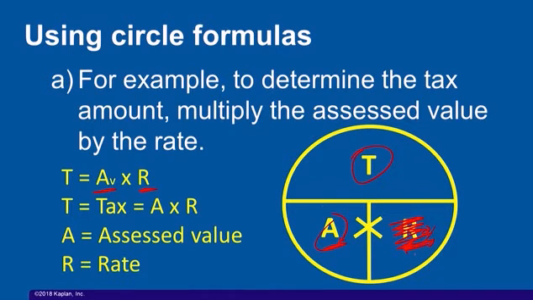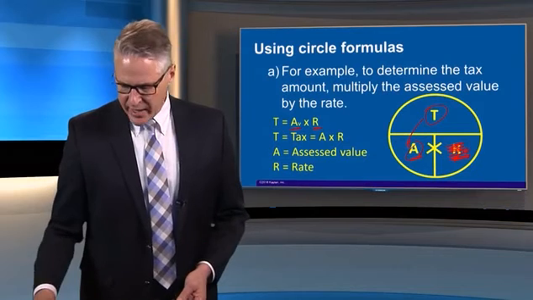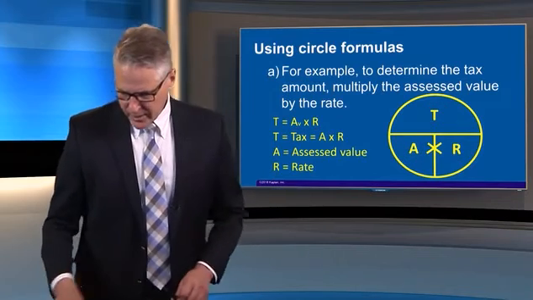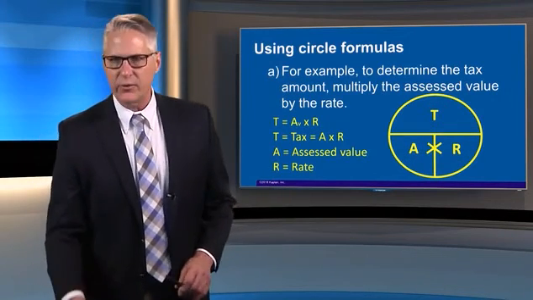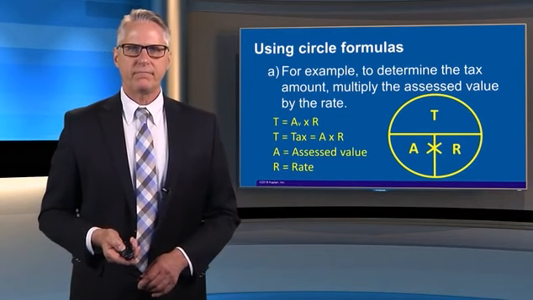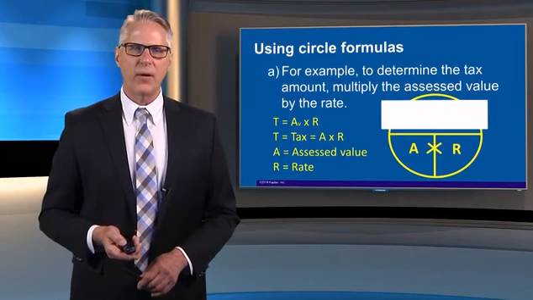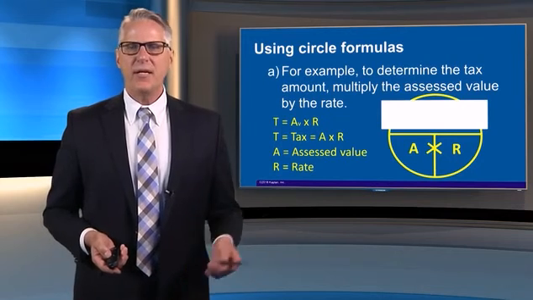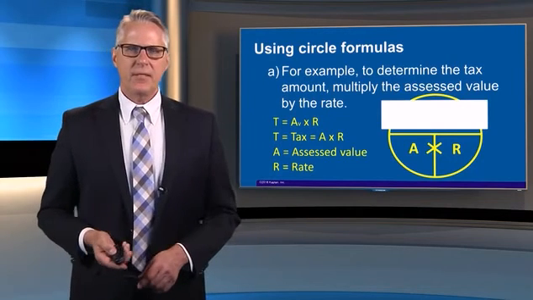You cover it up and it says take T divided by A. Take the taxes paid divided by the assessed value, and boom, you'll find that tax rate. That's what makes these things kind of cool. These little circle formulas are circle formulas. Cover what you're looking for. I've got to solve for tax. Take the assessed value times the rate.